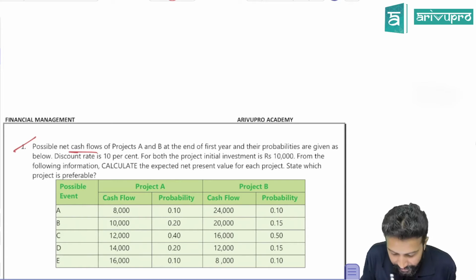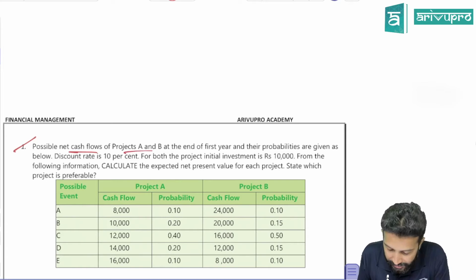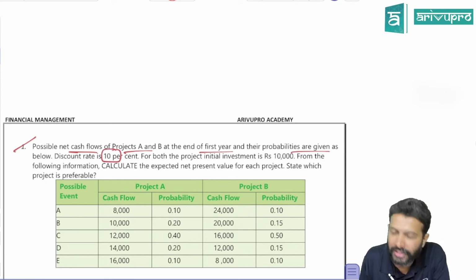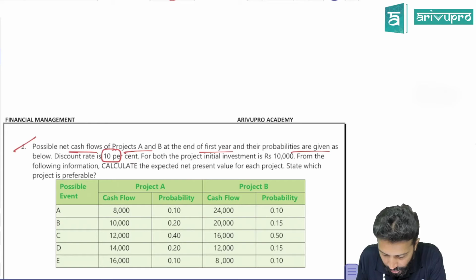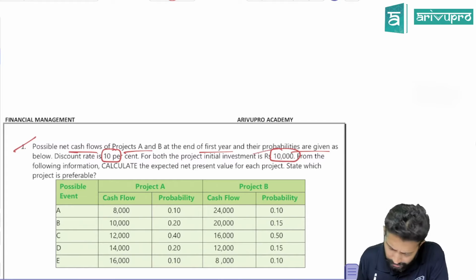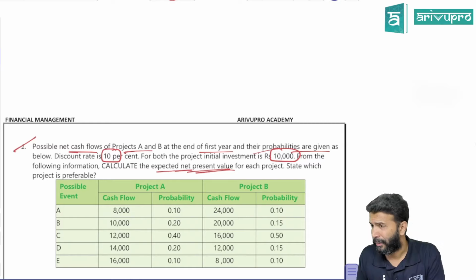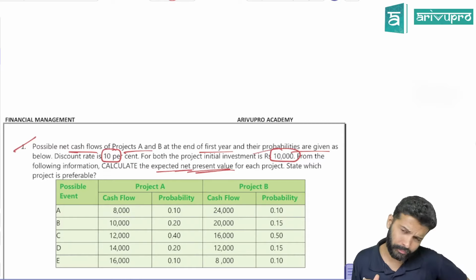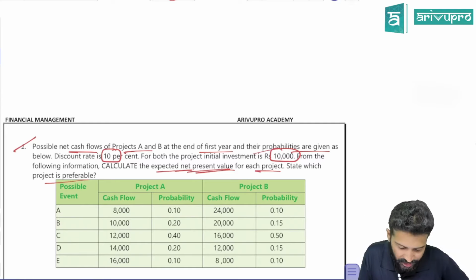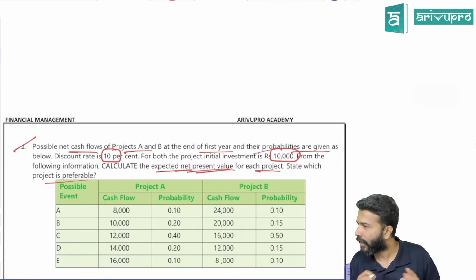Possible net cash flow of projects A and B at the end of the first year and their probabilities are given below. Discount rate is how much? 10%. For both the projects, the initial investment is 10,000. So the year zero cash outflow is 10,000. From the following information, calculate the expected NPV. They did not ask you just NPV. They asked what? Expected NPV from each project and state which project is preferable.